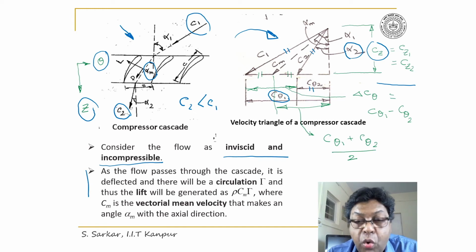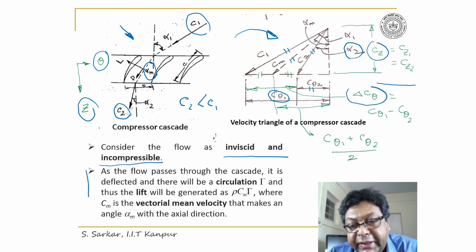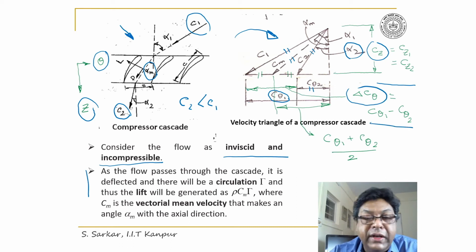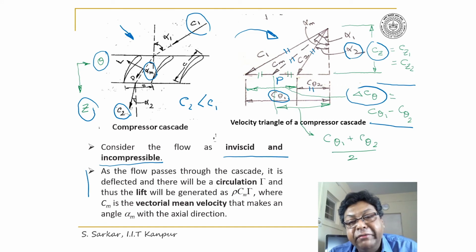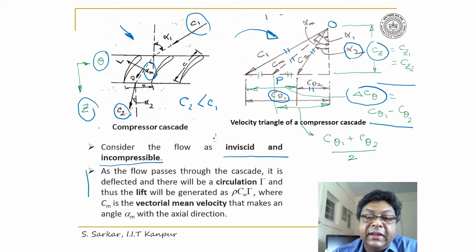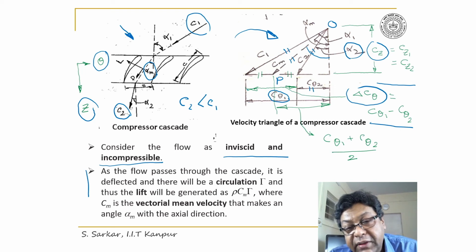Now I'll define Cm, the vectorial mean velocity. How? This line segment, which I have indicated by a green line, is del C theta. Del C theta is equal to C theta 1 minus C theta 2. If this line segment is divided equally, then P is the point that divides del C theta equally. If I join O and P, that will be my vectorial mean velocity that makes an angle alpha m with the z-axis. Thus, I have defined the vectorial mean velocity and its angle alpha m.